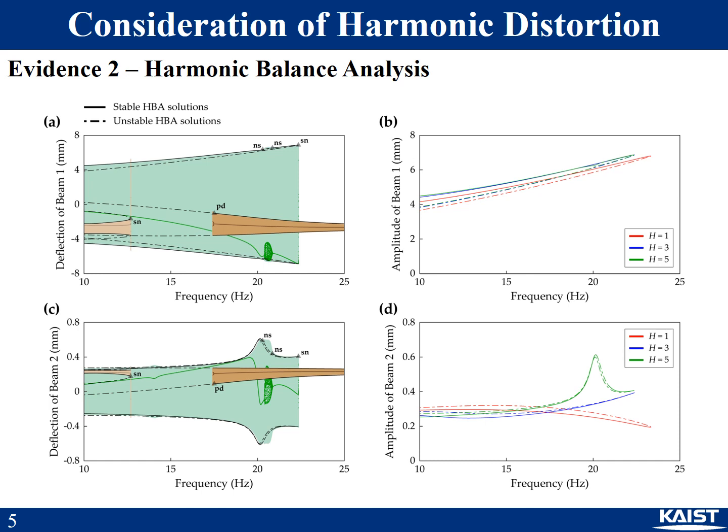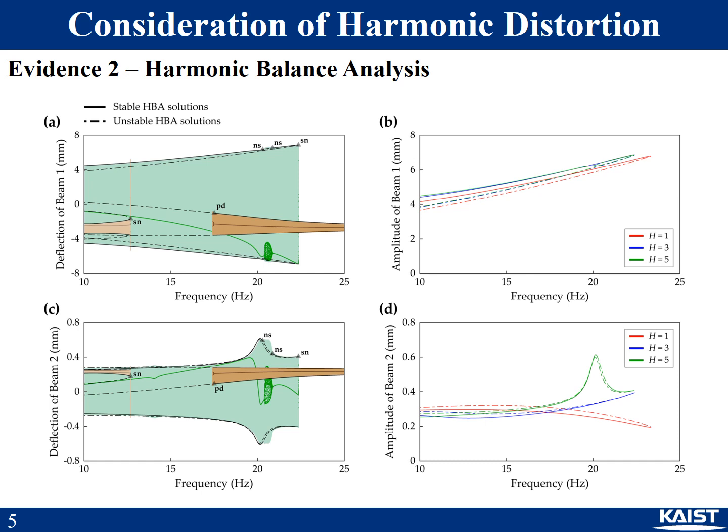If harmonic balance analysis is conducted, the importance of harmonic distortion looks obvious. Figure A shows the frequency response of beam 1 in the first primary resonance. The green one is the interwell oscillation, and its harmonic balance results are shown in B.